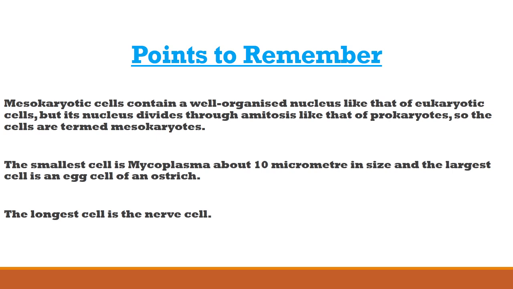Now here are points to remember. A mesokaryotic cell contains a well organized nucleus like that of a eukaryotic cell, but its nucleus divides through amitosis. Amitosis is a type of division like that of prokaryotes. So the cells are termed mesokaryotes. The smallest cell is mycoplasma, about 10 micrometers in size, and the largest cell is the egg cell of an ostrich. The longest is the nerve cell.